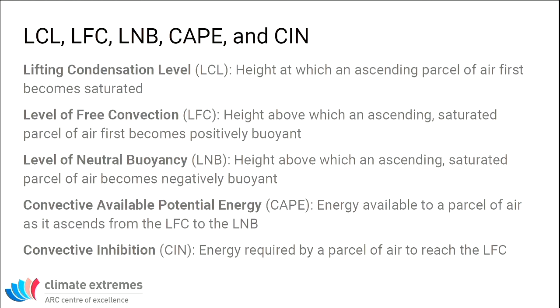Then, potentially at the LCL, but also potentially some height above that, it's going to become buoyant. This really depends on what we said before about conditional instability. The parcel may be saturated, but depending on what the temperature profile is below that level, it may not actually be buoyant. At some further height, higher up, it'll become positively buoyant, and this is called the level of free convection.